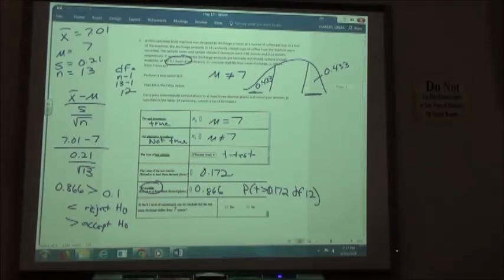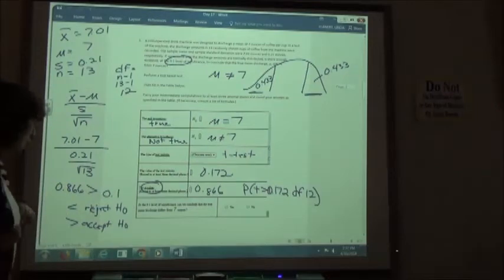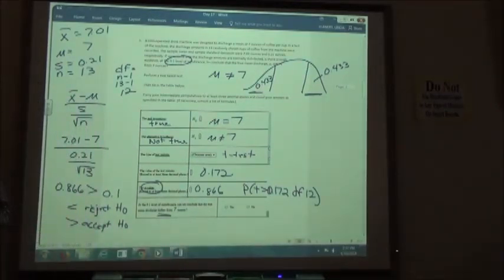So the question says at the 0.1 level of significance, can we conclude that the true mean discharge differs from 7 ounces? Can we say that it differs from 7 ounces?